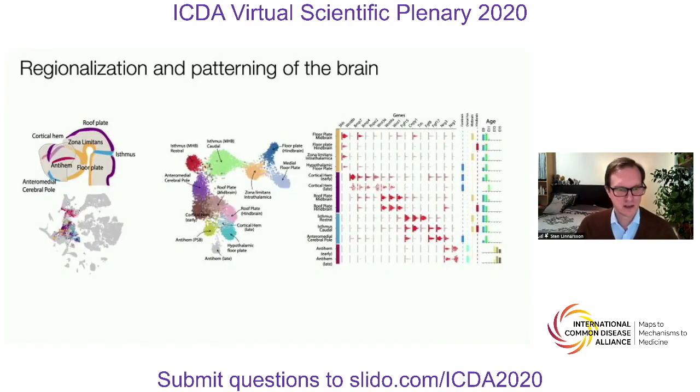Now, I have time for just one example of a finding from this work, which is about the regionalization and the patterning of the brain. One of the earliest things that happens in the brain that gives it all the diversity is the establishment of these spatial domains, usually along the edges of the neural tube. These are called the roof plate, the floor plate, and so on. There are many fanciful names for these so-called organizers.